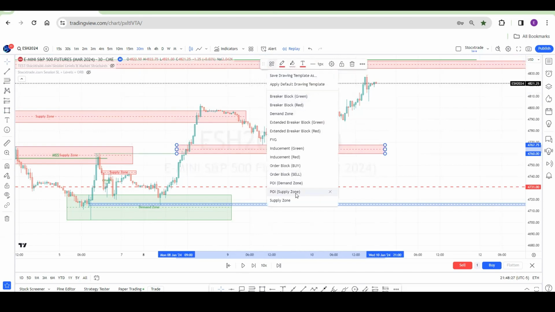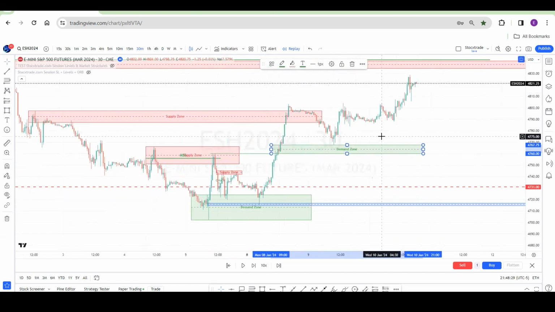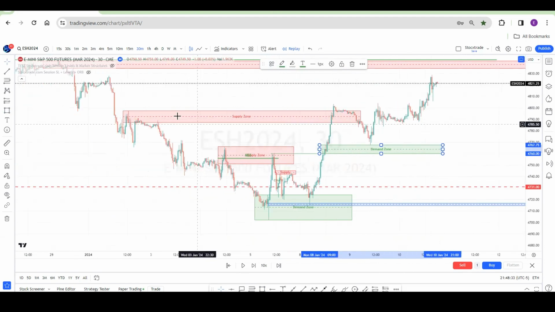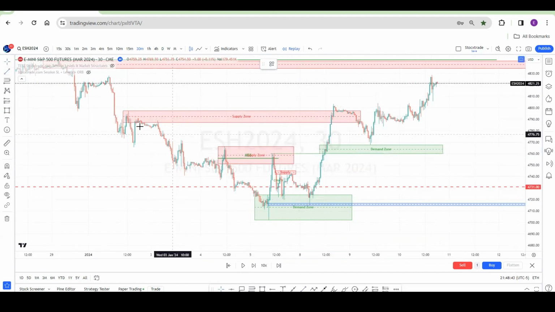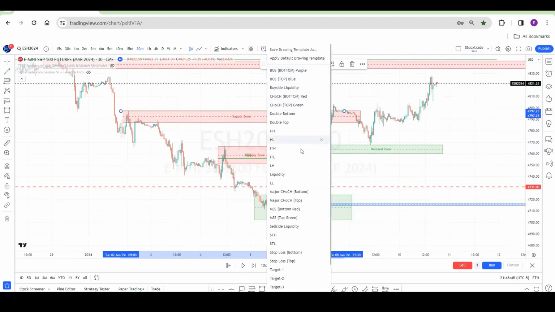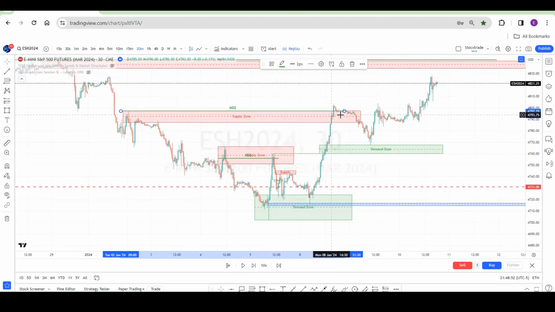Increase your contracts. If you have one contract here, just add a second one here. Why? Because it clearly broke this. Sorry, it clearly shifted. The market gave you the shift. If you enter here the first time, there is another market shift, another market shift here. If you see, so another entry from the demand zone.